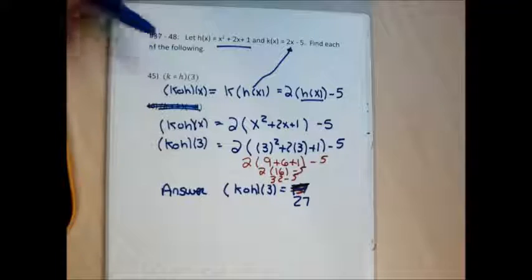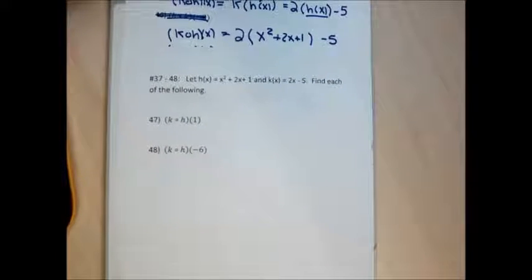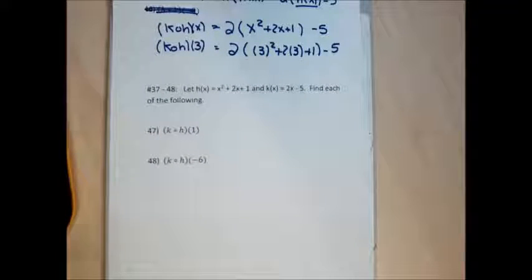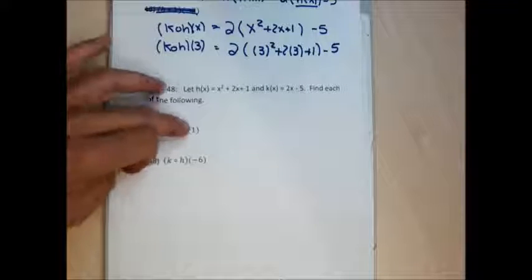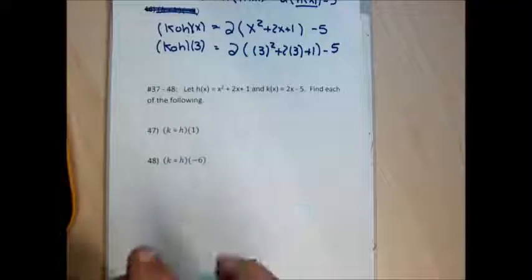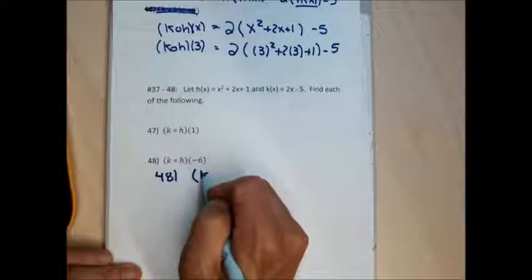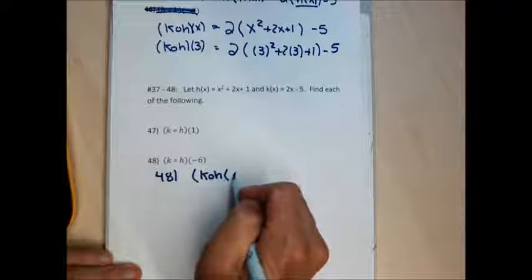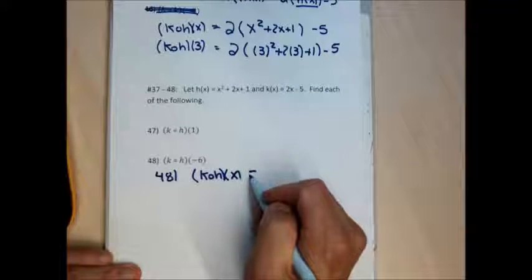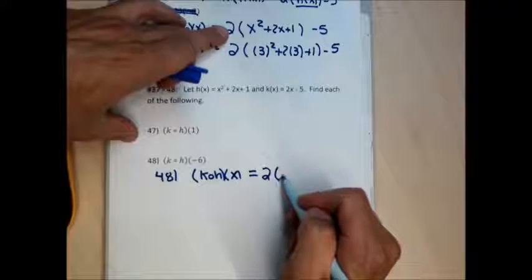When we go to do problems 47 and 48, they start off with k composed with h, and then they have different numbers in the parentheses. The first step in problem 48 is to find an unsimplified version of k composed with h of x. I just did that on the last problem, so I'm not going to redo that work. I'm going to borrow from my last problem, as you should when you go to do problem 47.